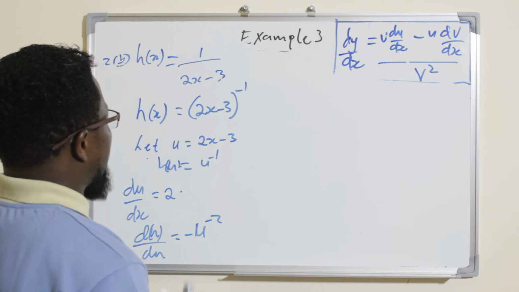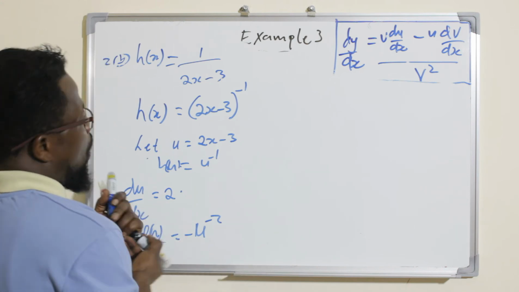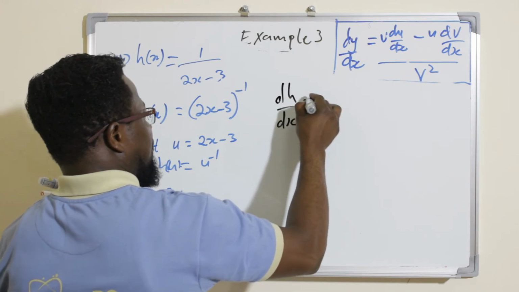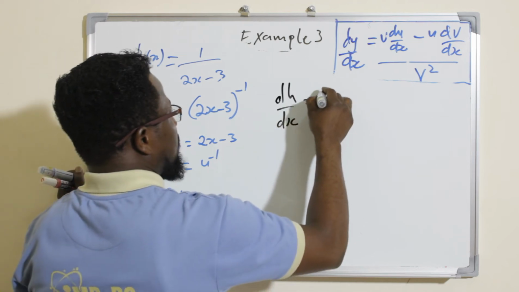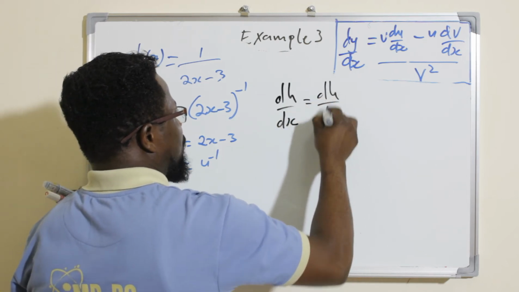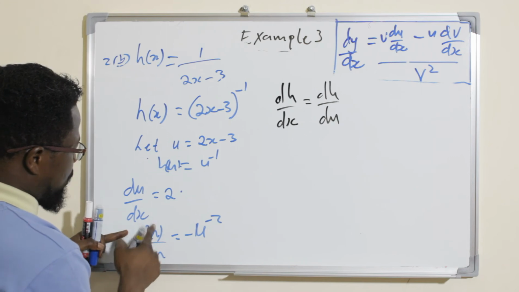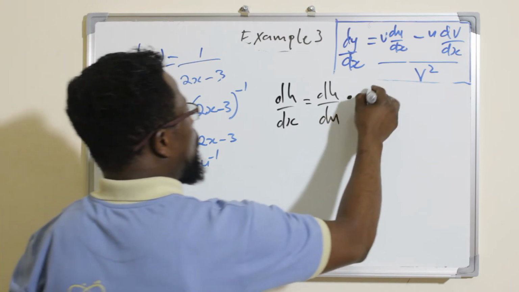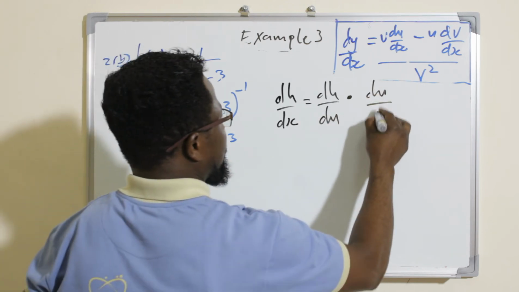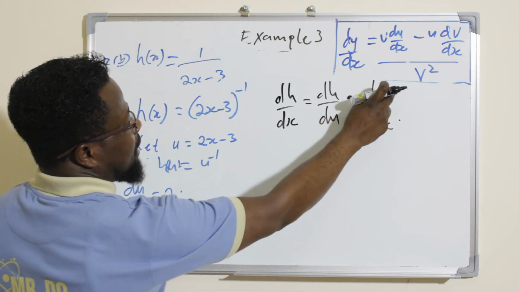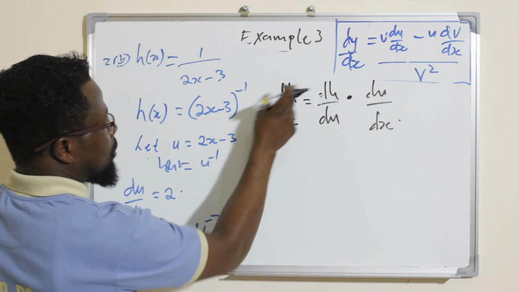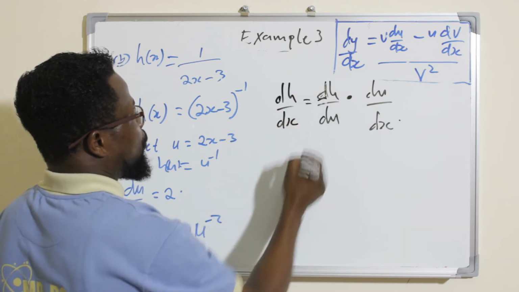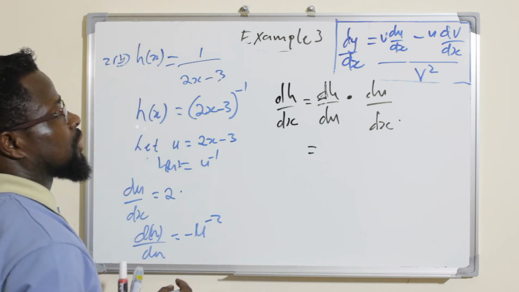Let's now apply our chain rule. What is the chain rule? dh dx is equal to dh du multiplied by du dx. When I cancel this and this, I am left with dh dx, which is the dh there. So this is now my chain rule. Now let's do the substitution and solve the problem.